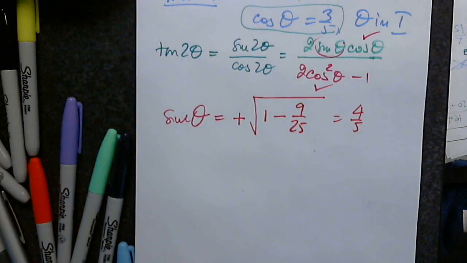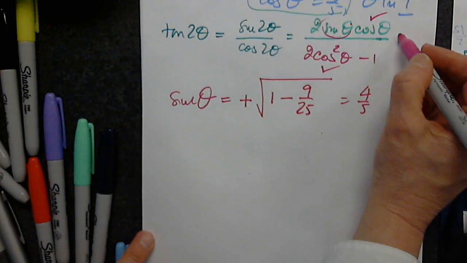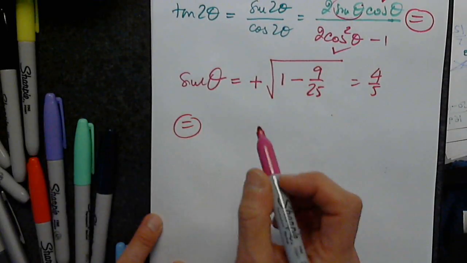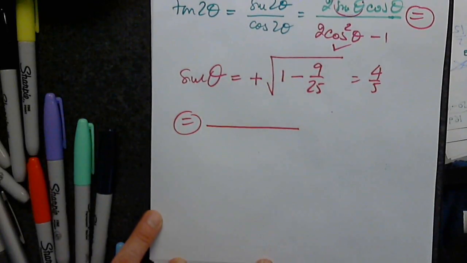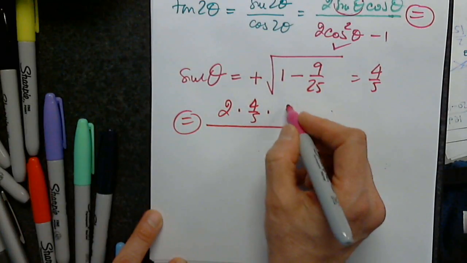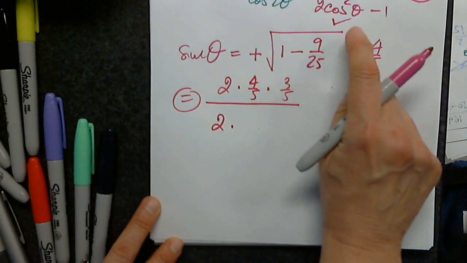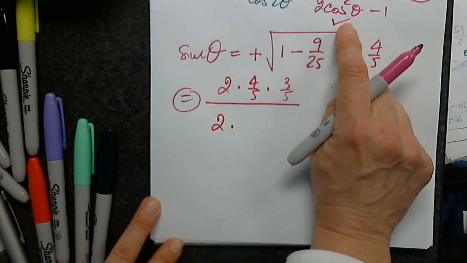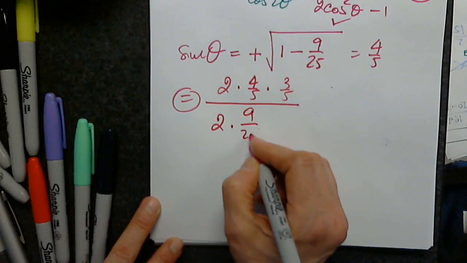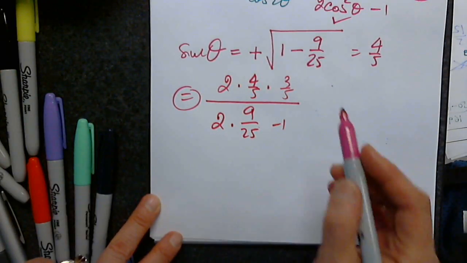Or you can say, forget about this, I can make my triangle. That's fine. Whatever works for you. Good. So then I can continue here. I got the 2. I got the 4/5. And I got 3/5. And now the denominator is 2 multiplied by cosine squared, which is 9 over 25, and minus 1. And from here, we'll be able to simplify it.